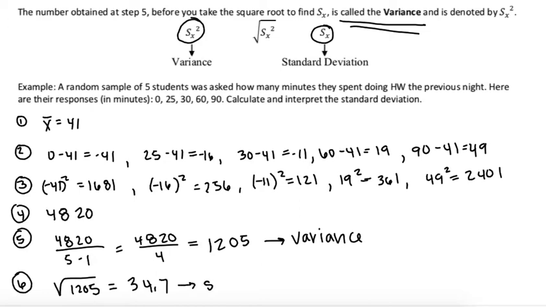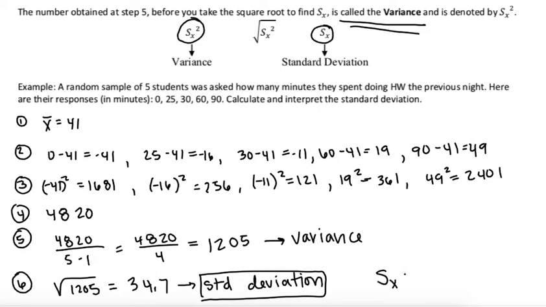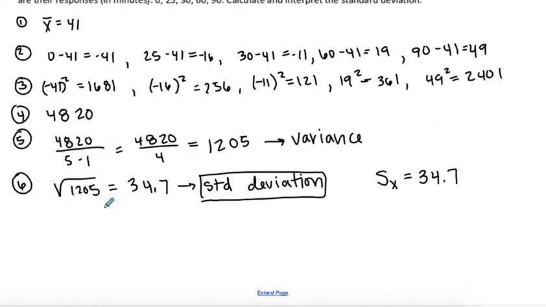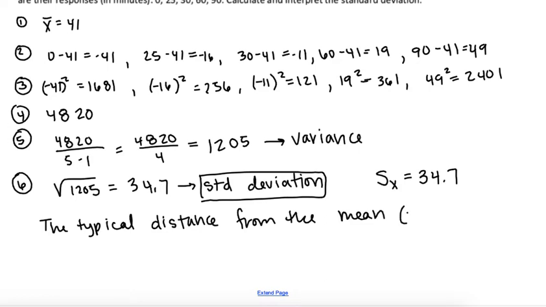And that's our standard deviation, which is what we were looking for. So we could say the standard deviation S sub x equals 34.7. And if we wanted to interpret that, we would say the typical distance, which is why it's positive, from the mean, which was 41 minutes, is 34.7 minutes.